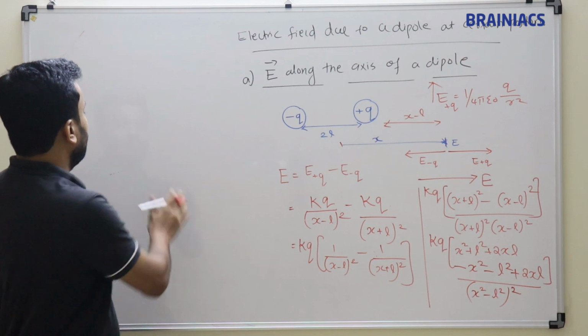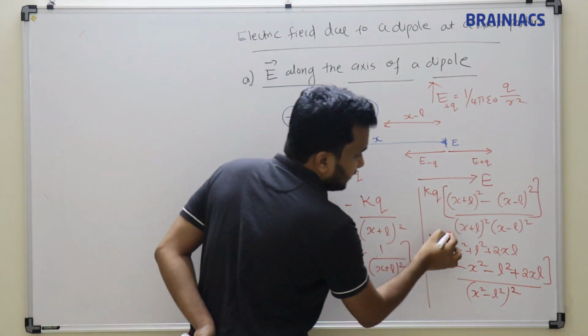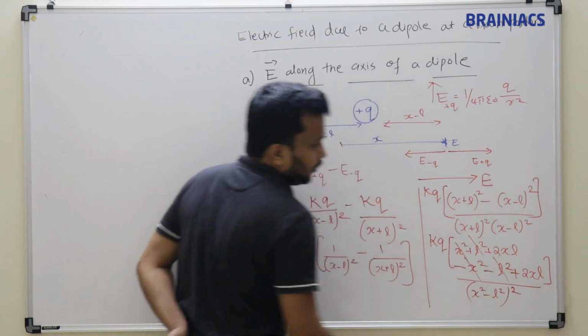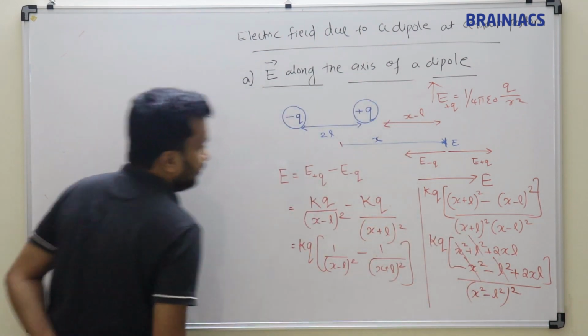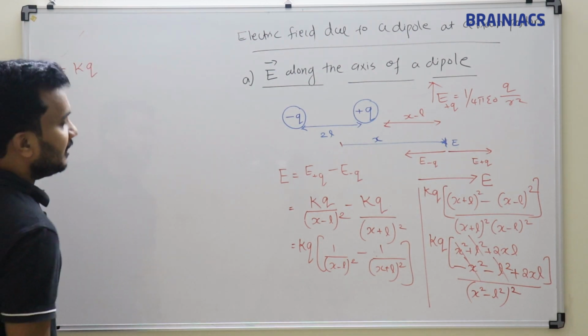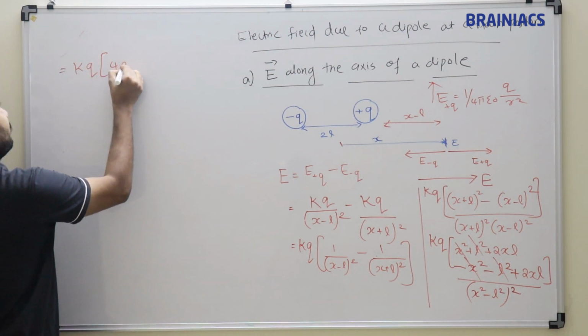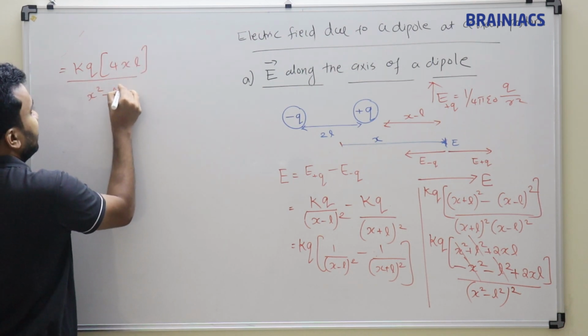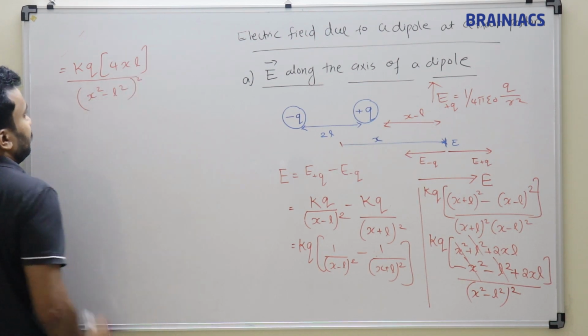We are continuing on these sides, the further steps. So what terms will get cancelled? x square cancels, x square cancels. l square cancels, l square cancels. 2xl will be there in the numerator. So k into 2xl and 2xl, so totally it is 4xl, whole divided by x square minus l square, whole square.